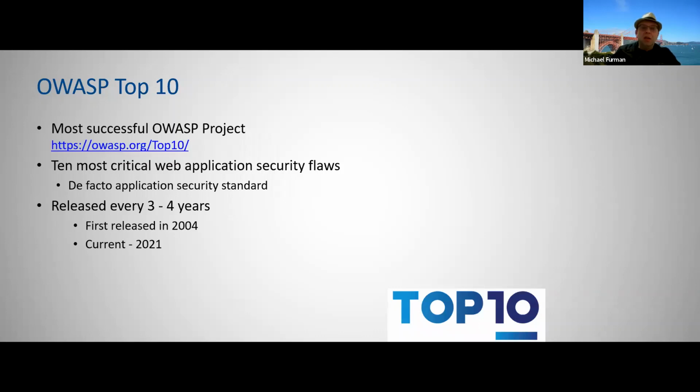Here is a link. It covers the 10 most critical web application flaws and is the de facto application security standard, adopted by PCI and by Microsoft. It is released every 3-4 years. Now we will discuss 2021. I will go fast because we have 10 categories to cover, and please visit this page. You will understand it better after my lecture, okay?